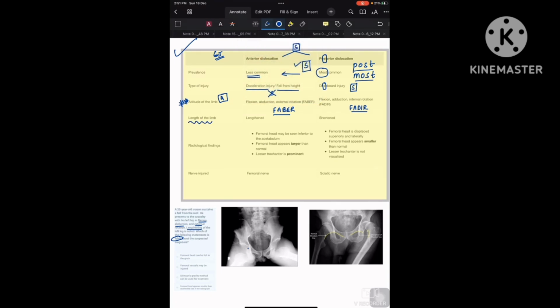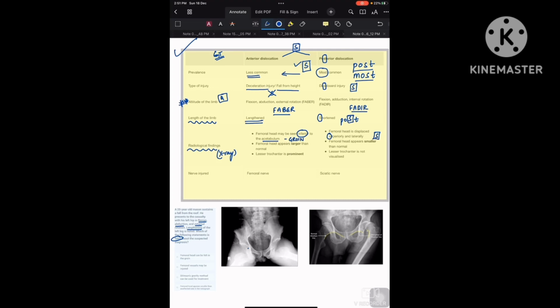Coming to length of the limb, it is shortened, that is S, in posterior dislocation, whereas lengthened in anterior dislocation. Coming to radiological findings, that is whatever you see on the X-ray or whatever radiological method you use, the femoral head is displaced superiorly, that is S, and laterally in the posterior dislocation, whereas it should be the opposite, that is inferior to the acetabulum, in the anterior dislocation. That means the femoral head can be felt in the groin region.